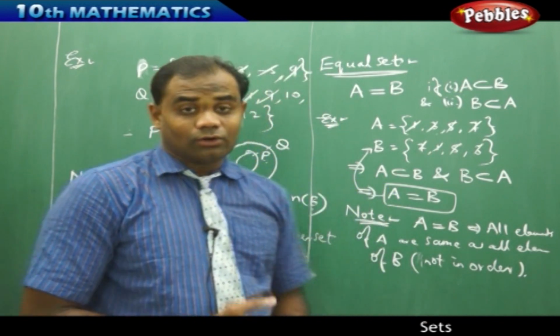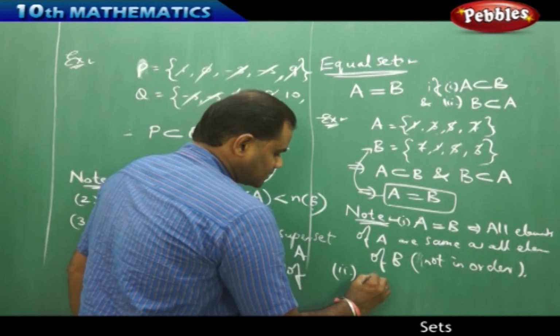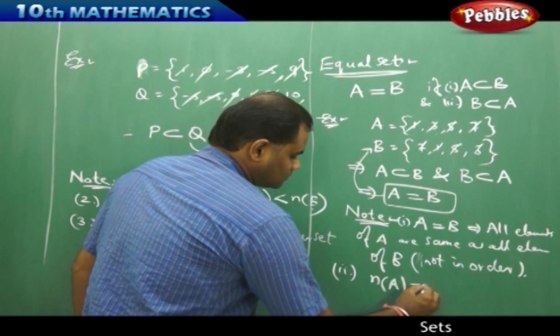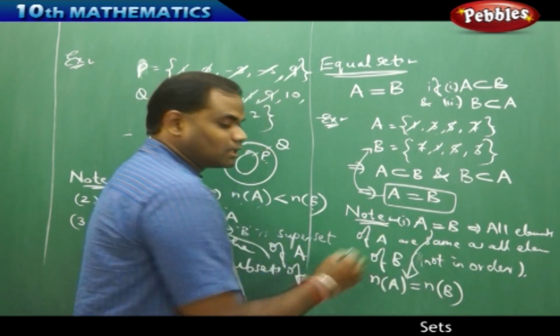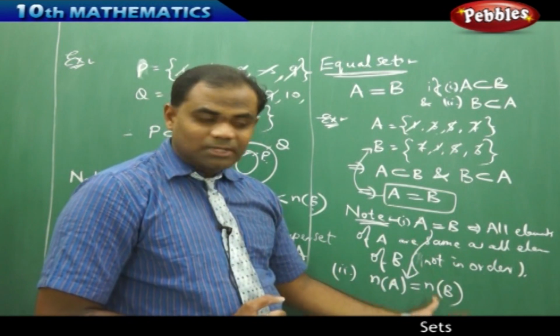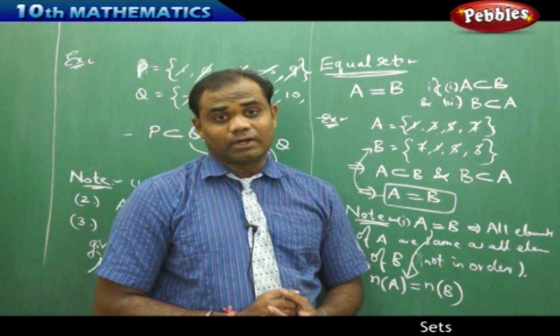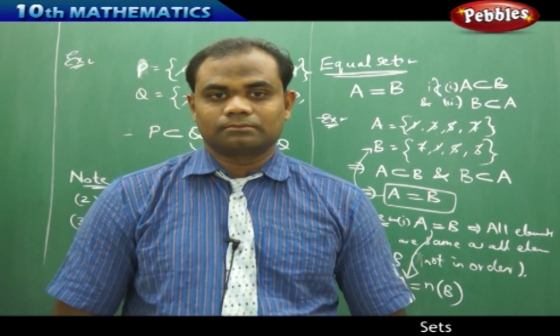The most important learning outcome in equal sets is that when two sets are equal, then the cardinal number of A is equal to the cardinal number of B. That is, the number of elements in set A will always be equal to the number of elements in set B if the two sets are equal. This is how I understand the concept of equal sets as my learning outcome.